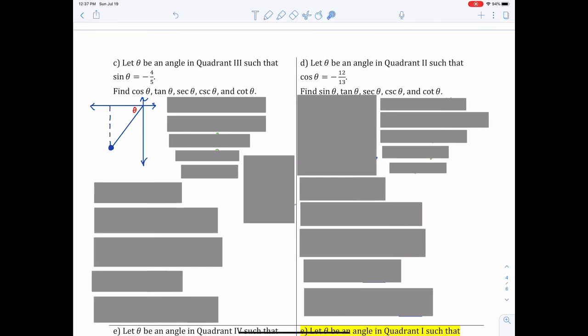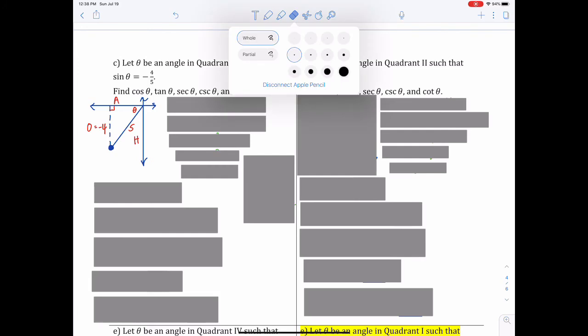I'm just going to label my sides now. My hypotenuse is over here, my adjacent side is up here, and my opposite side is down here. My hypotenuse is this one, because this is my right angle, if I think about it that way. So sine of theta is opposite over hypotenuse. Therefore, I know this side is equal to -4, and this side over here is 5. If I know my opposite side and my hypotenuse, my only missing side here is my adjacent side, so I can use the Pythagorean theorem to find that.